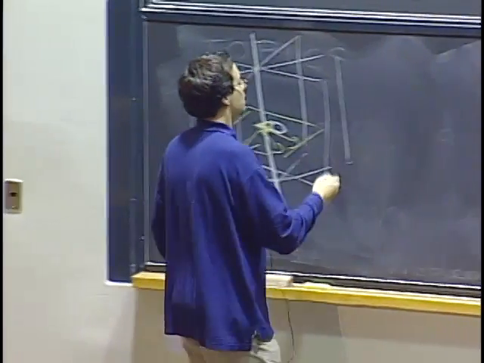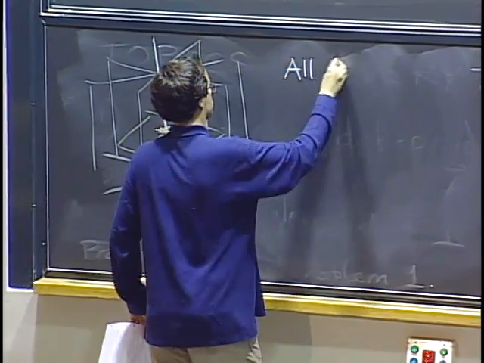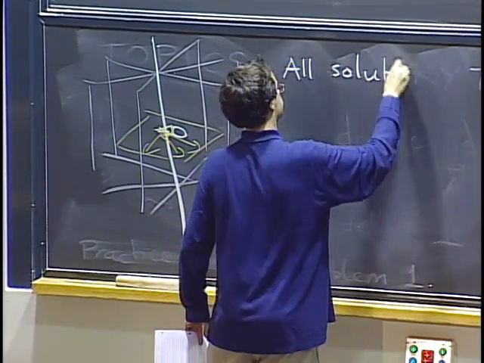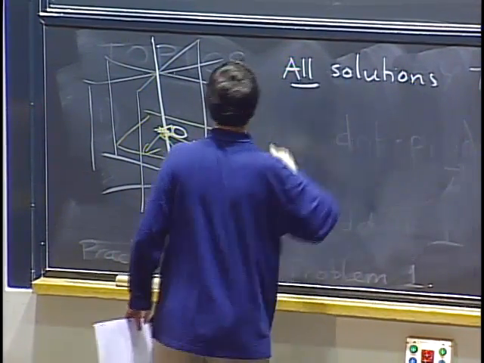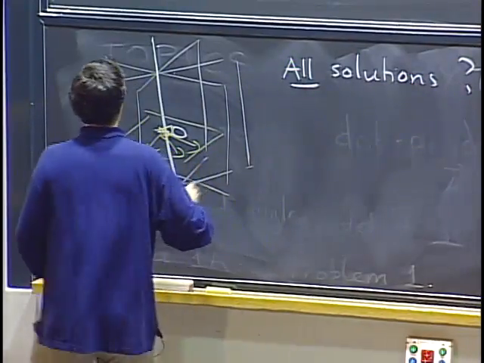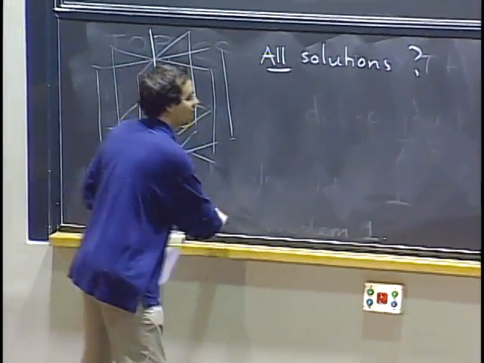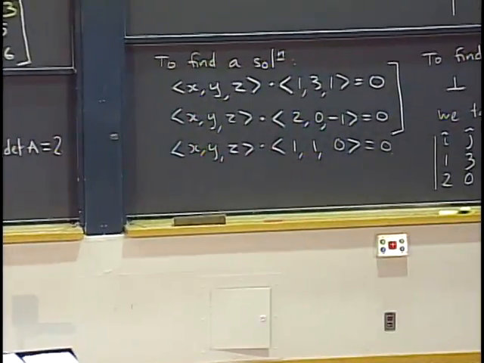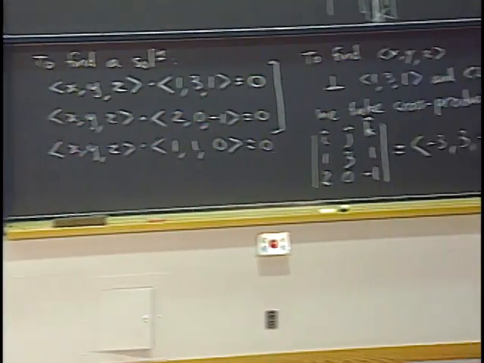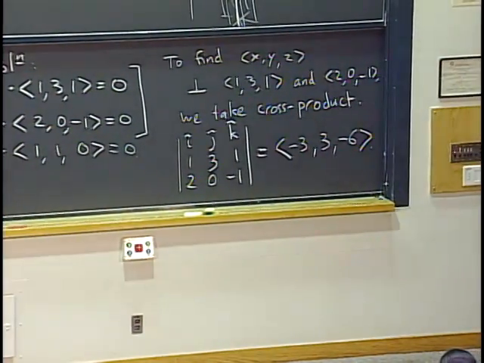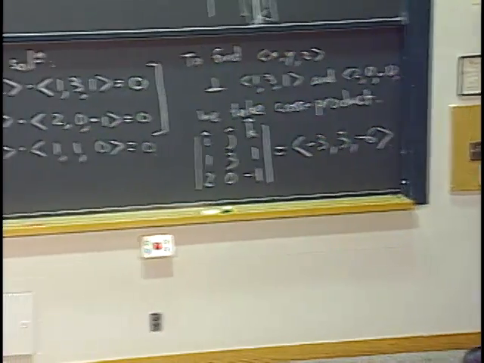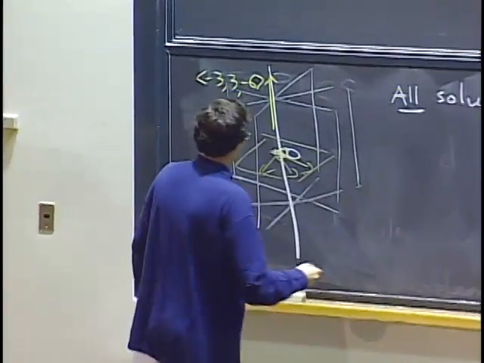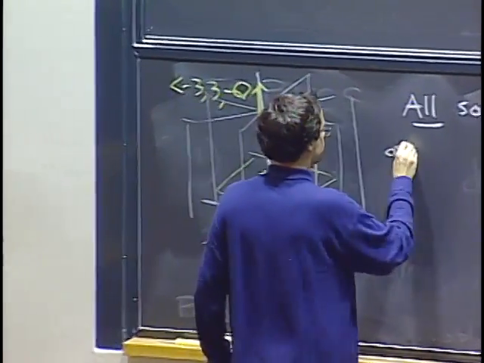So now, to find all the solutions, what we know so far is that we have this direction, -3, 3, -6, that is going to be parallel to the line of intersection. Let me draw it here, for example. -3, 3, -6. And so now we have one particular solution.